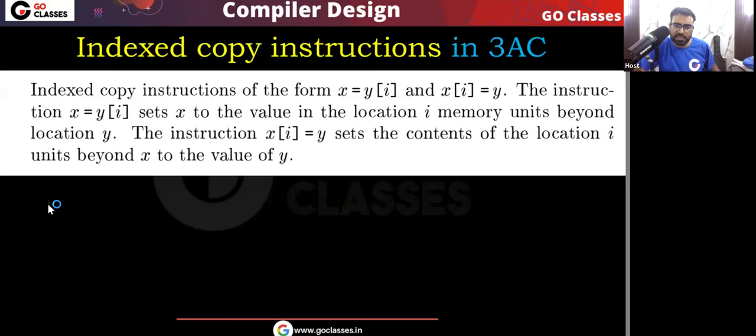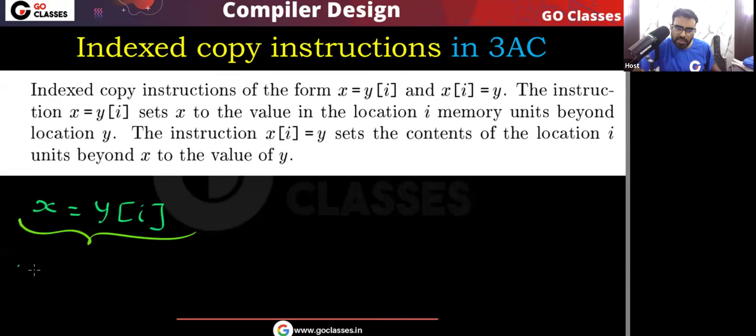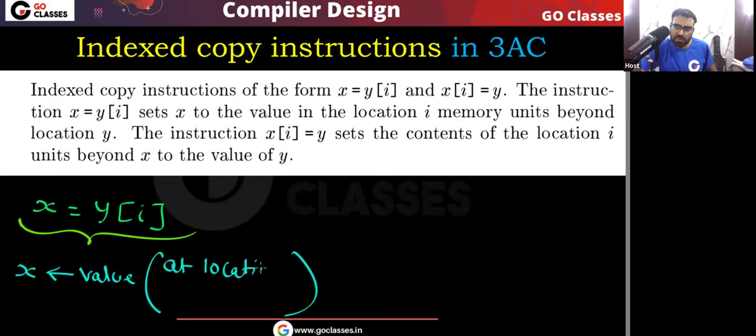Okay, so basically these are the two instructions. One instruction is x = y[i]. Okay, what is the meaning of this instruction? This is a three address code instruction, this is allowed in the three address codes. And what is the meaning of this instruction? This instruction simply means that in x we are storing the value at location y plus i. Okay, so remember, at this location y plus i, the value that you have, that value you store in x. This is the meaning. Okay, very simple.